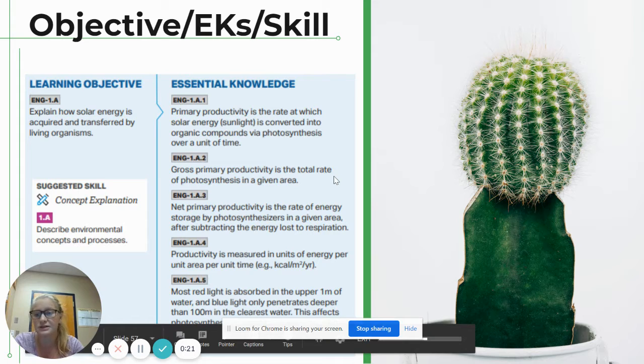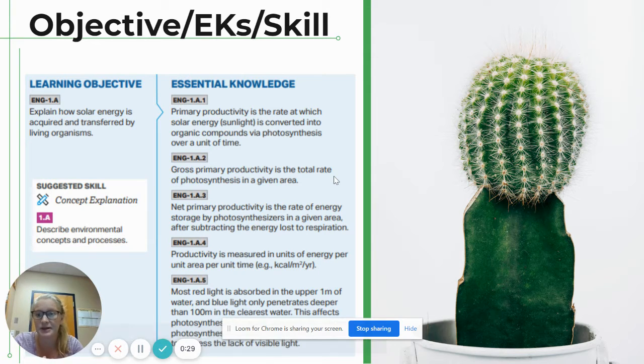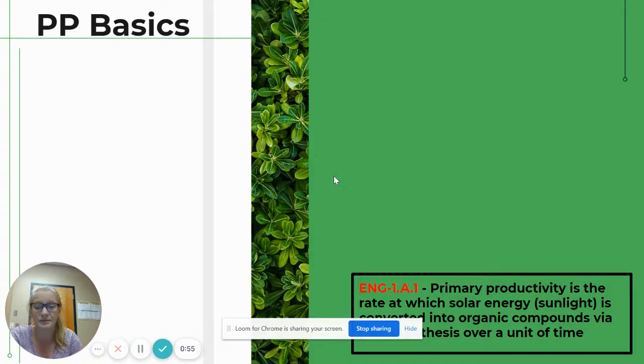So the learning objective is explain how solar energy is acquired and transferred by living organisms. This is a basic concept explanation. What you should be able to do from primary productivity is just explain what's happening in it. A little bit of data analysis is going to be helpful as well, but we're going to do a lab on primary productivity, so stay tuned. The data analysis part will come, but right now I want you to just be able to explain what primary productivity is, and you will get a couple equations, and you should be able to calculate those equations. Not very hard equations, I promise.